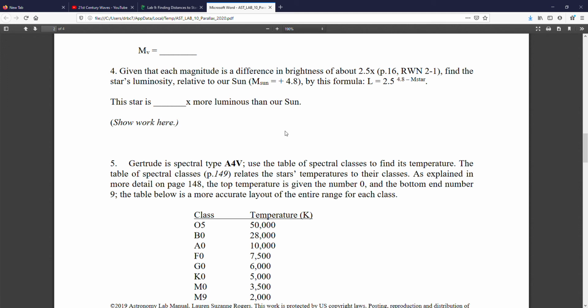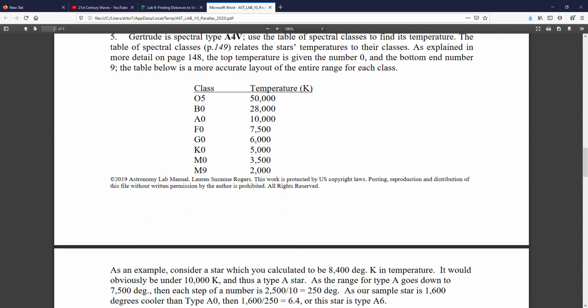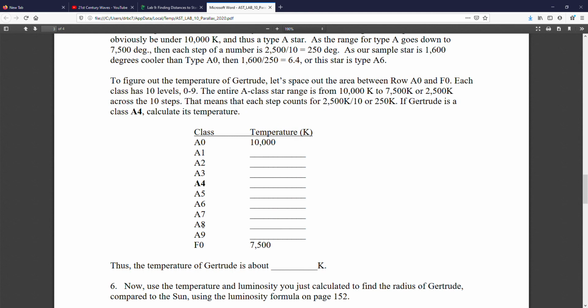Now, step 5 is the actual classification of the star. It's an A4-5. A4 is the spectral type. That tells you the temperature. 5 is simply telling you it's a main sequence star, which means it burns hydrogen. But here we're more interested in the A4 because you can see between A0 and F0, it goes from 10,000 to 7,500 K. Okay, and so what we're going to have you do is divide up, see this little table right here? Divide up equally between 10,000 and 7,500.